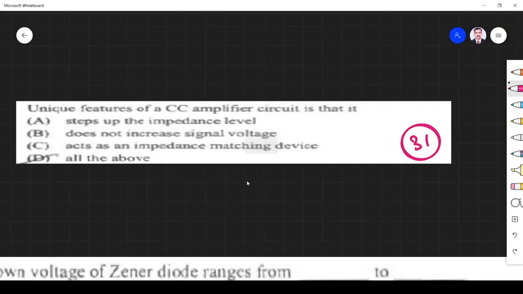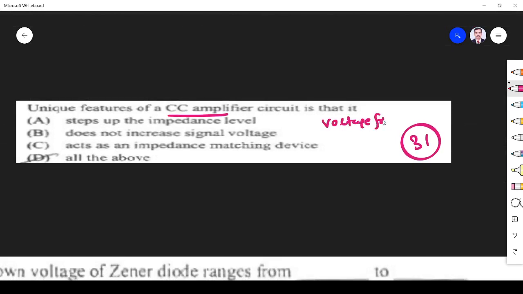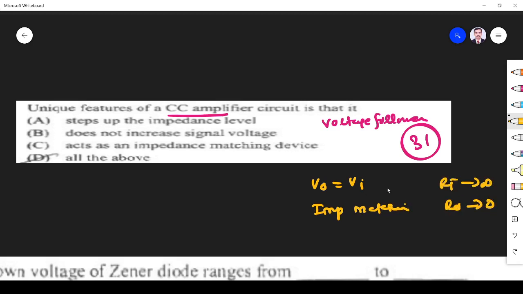Okay. Unique feature of the CC amplifier: CC is nothing but a voltage follower. In a voltage follower, output voltage is equal to input voltage. It is an impedance matching device, so Ri tends to infinity and Ro tends to 0. These are all the characteristics of a voltage follower. Let us see: it steps up the impedance level, true. It doesn't increase the signal voltage, true, because output voltage is equal to input voltage. It acts as impedance matching, also true. So the answer is all of the above.